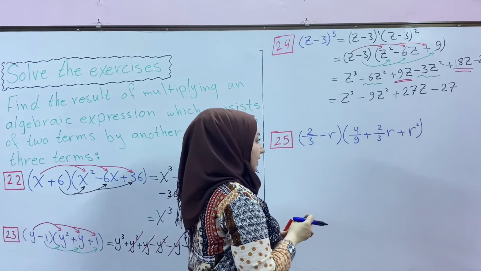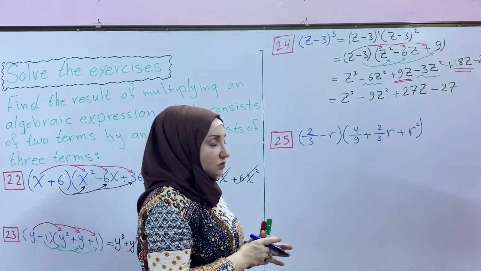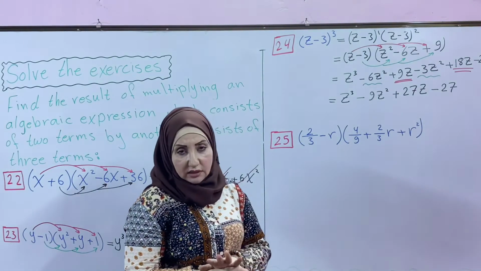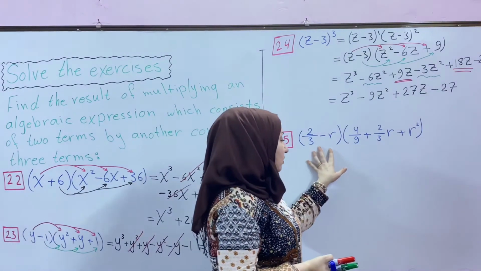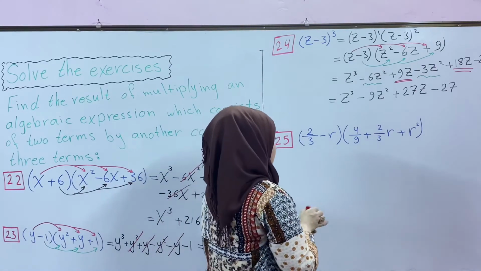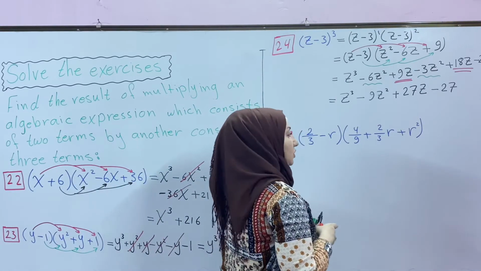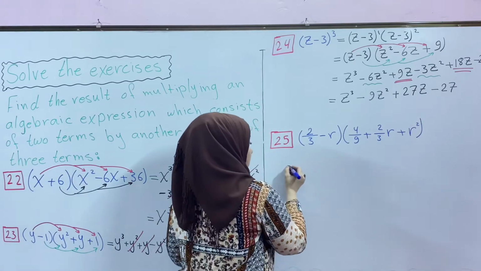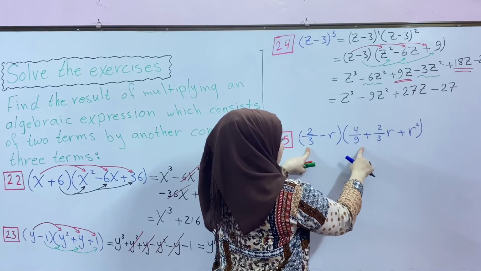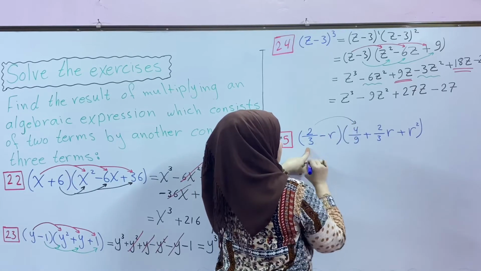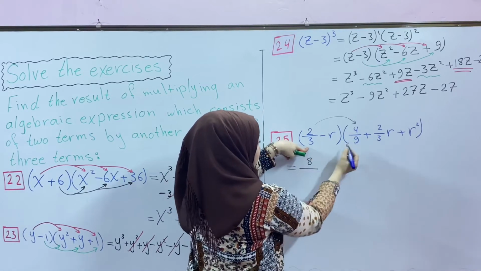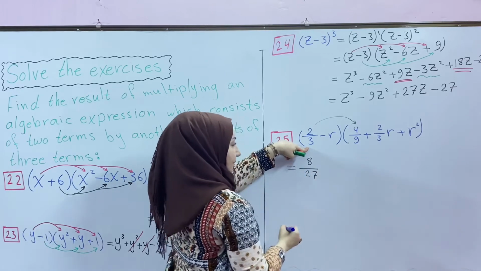Also, we have multiplying of two algebraic expressions, the first one contains 2 terms and the second contains 3 terms. So we will use the property of distribution, and I will write it. 2 on 3 multiplied by 4 on 9, it will be 2 multiplied by 4, 8, on 3 multiplied by 9, 27.